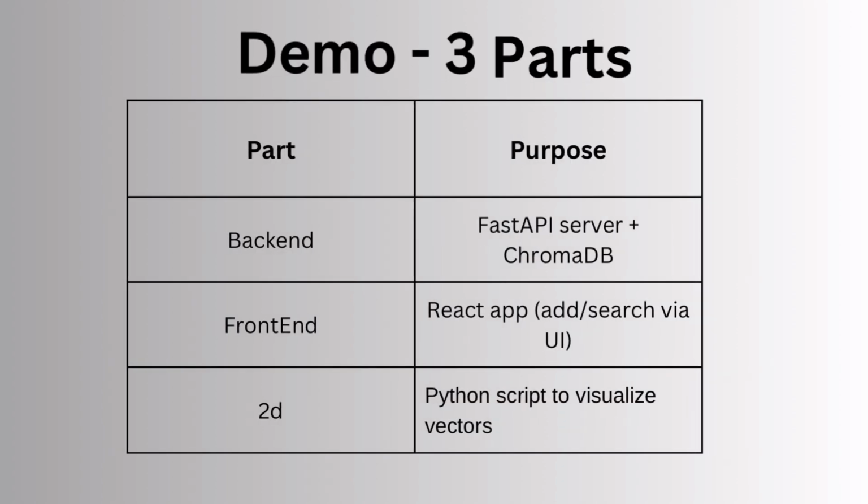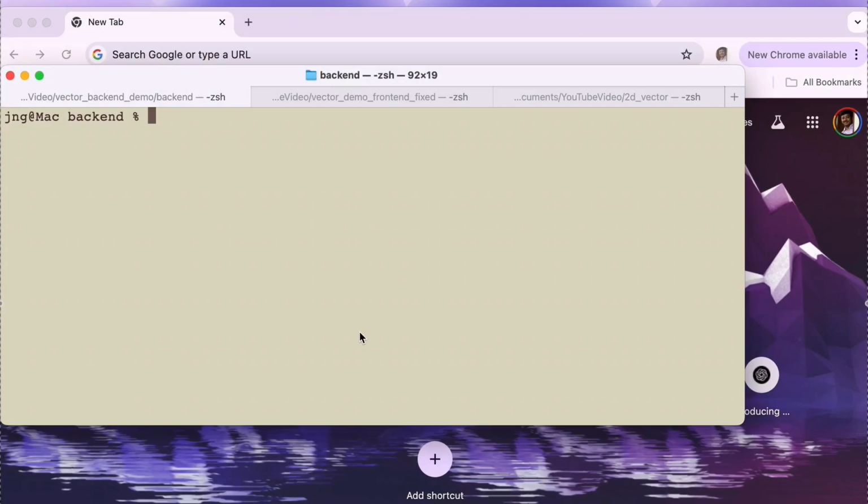This is how I built a demo on vector database using a backend plus frontend. I built a tiny full stack project. The backend is powered by FastAPI and ChromaDB, that is a powerful local vector database. The frontend is a clean React app and lets us add sentences and search in real time. Then I added a Python script to visualize these vectors. Let's deep dive into a demo.